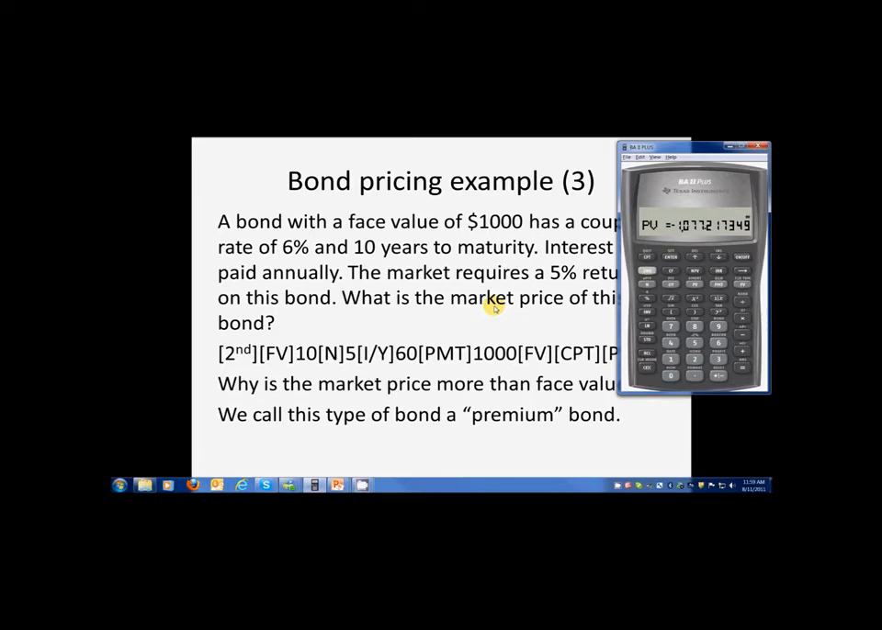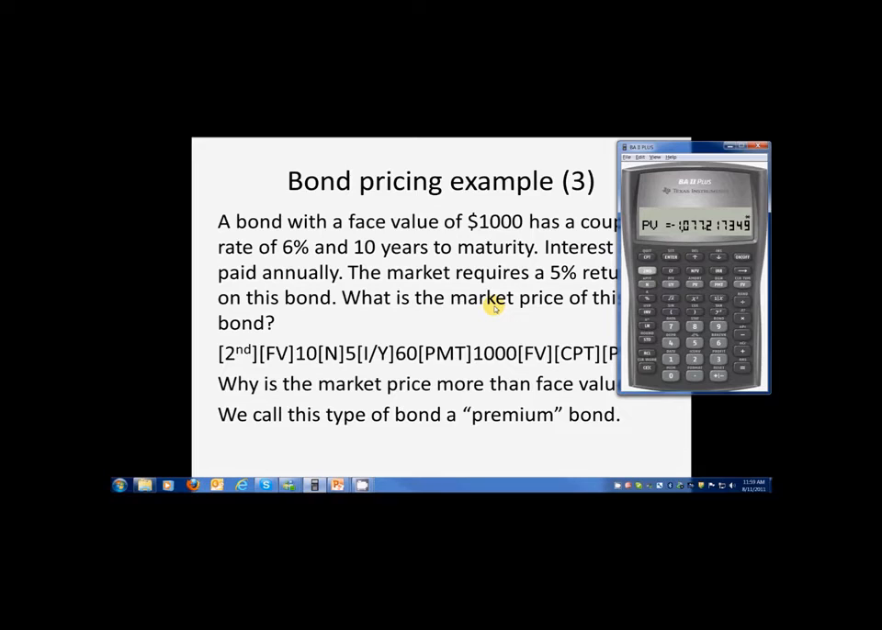Now remember that the minus is merely the sign convention on the calculator. Coupons and face value have to be the same, and the price or present value has to be the opposite because their cash flows in opposite direction. But the thing that I really want you to notice here is that this bond sells for more than its face value. Why would anyone pay more for a bond than its face value?